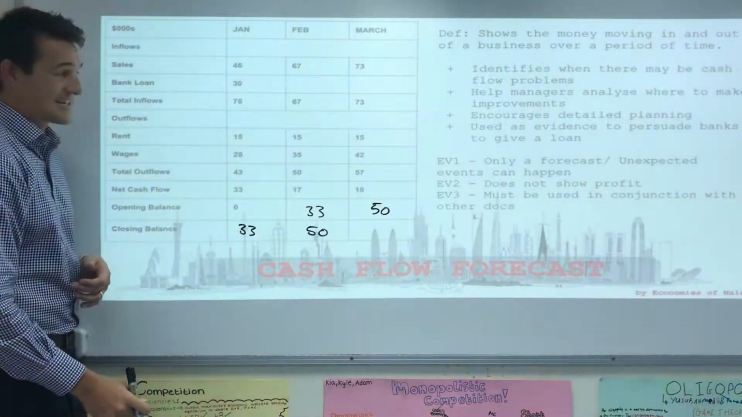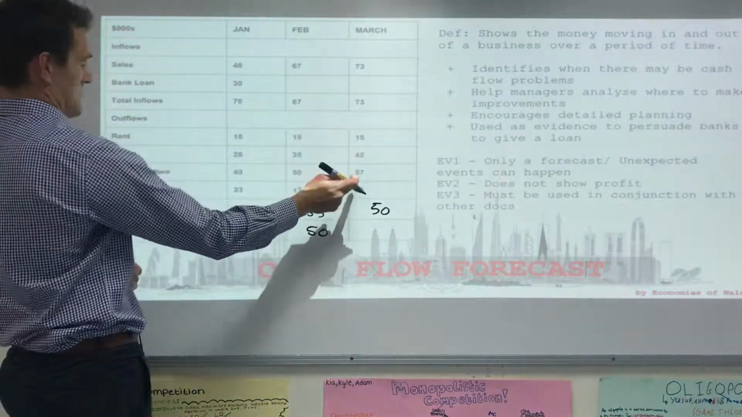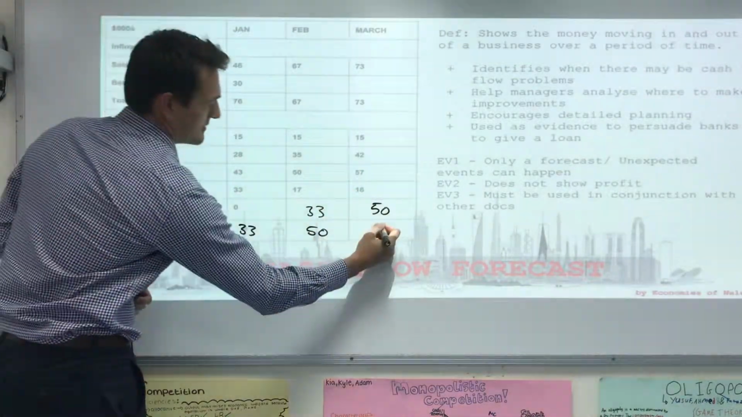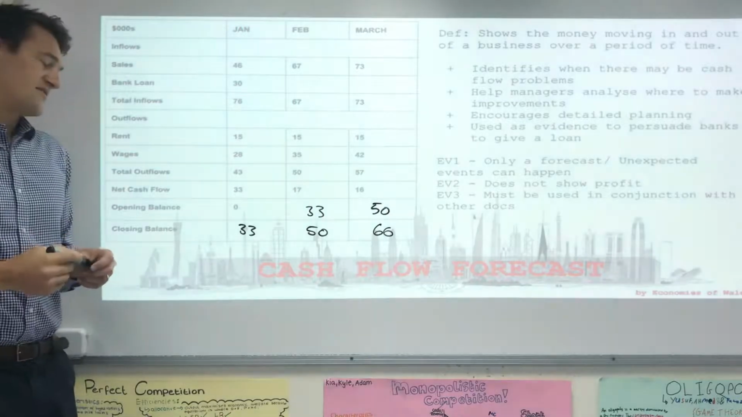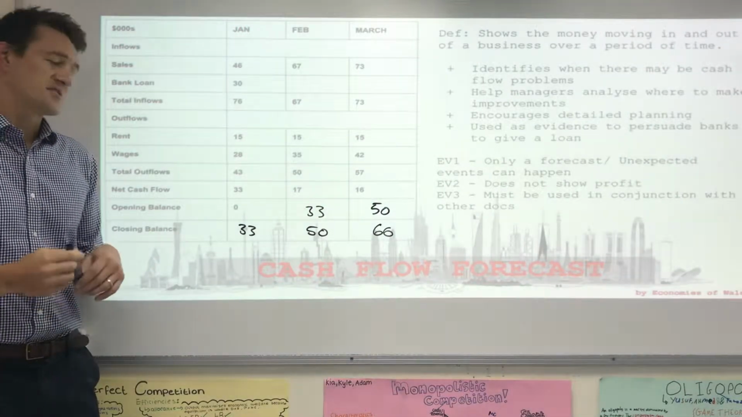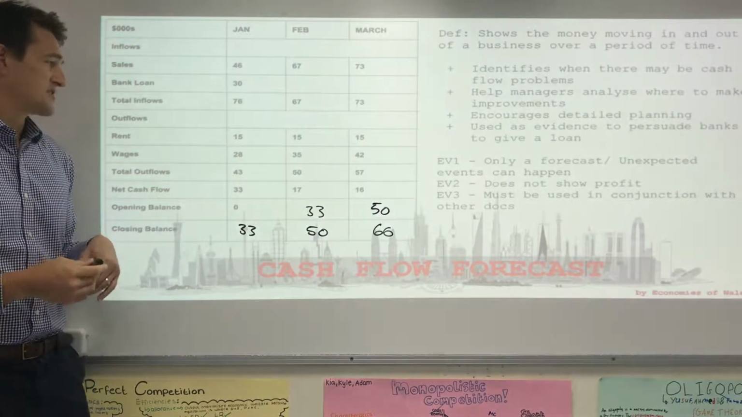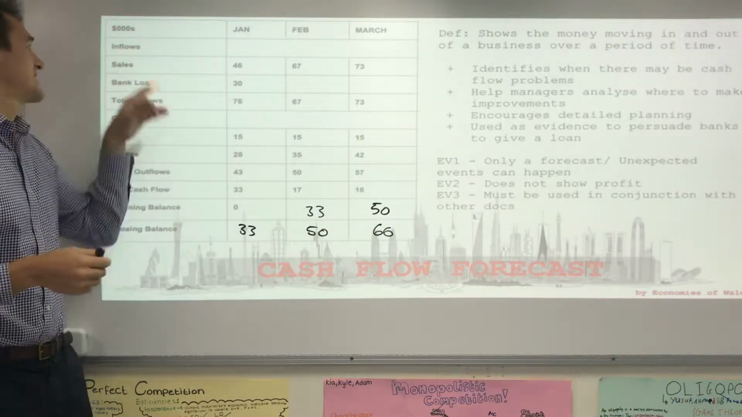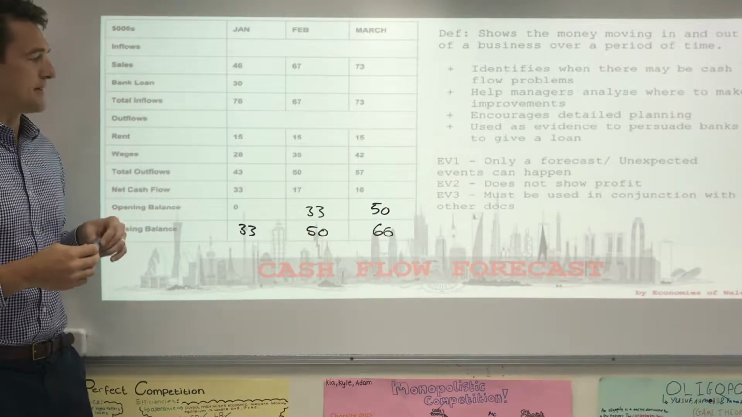This month I make 16. I sold 73, I spent 57. That's a net cash flow of 16. I've got a positive closing balance at the end of 3 months of 66. This would be all in money, so I put it in thousands of dollars. So I've got $66,000 in the bank account.